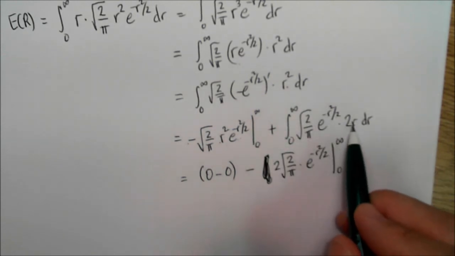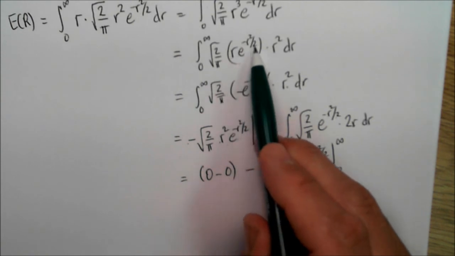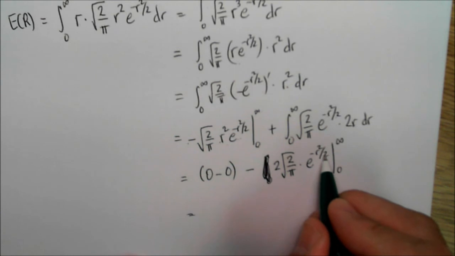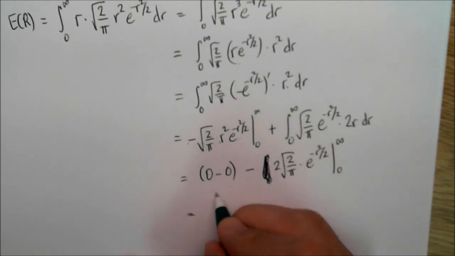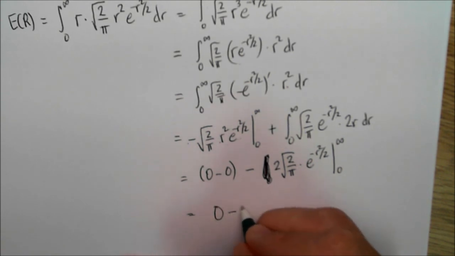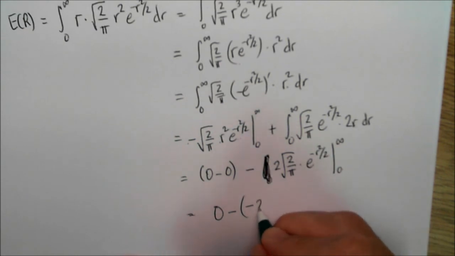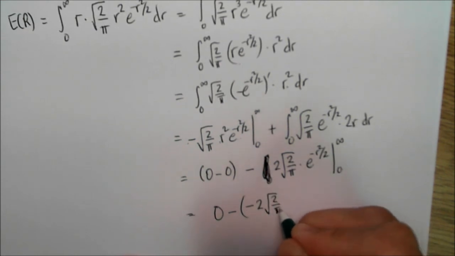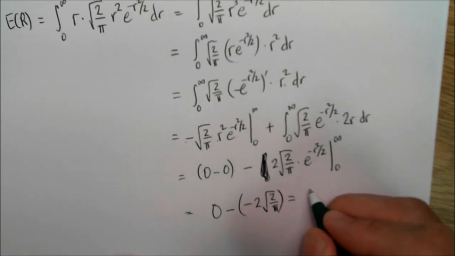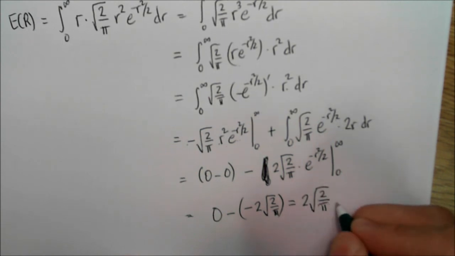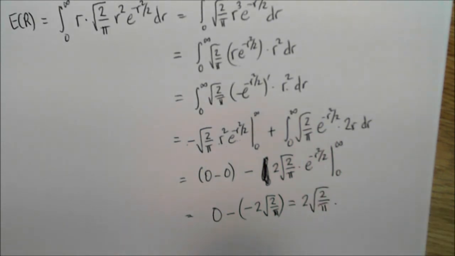Okay, so I just use that same integral again of r e to the minus r squared over 2, using it a second time down here. All right, so let's plug in. If I plug in infinity, I get e to the minus infinity, so that's 0. So I get the 0 here. That goes away, so 0 minus. If I plug in 0, I get 1 on this exponential, so that becomes negative 2 times square root of 2 over pi. And so I get the expected value of r to be 2 times the square root of 2 over pi. And so that's the expected value of r.